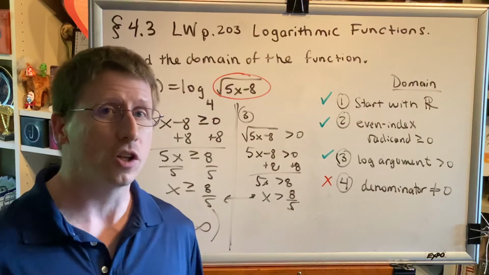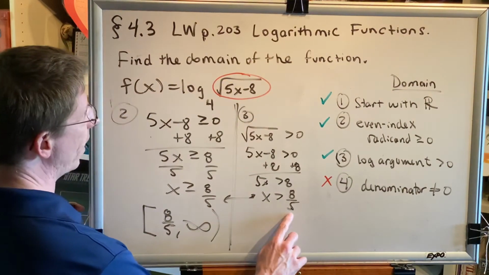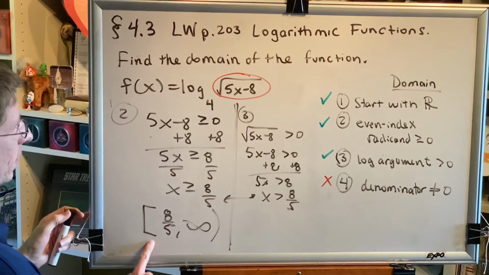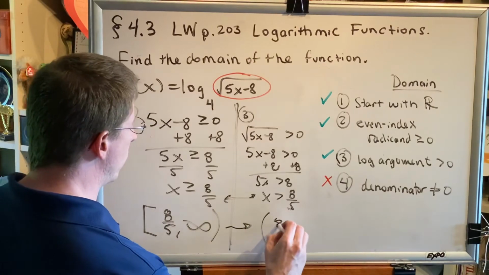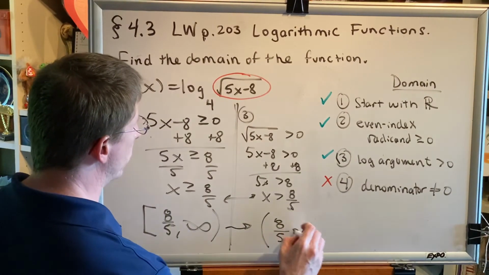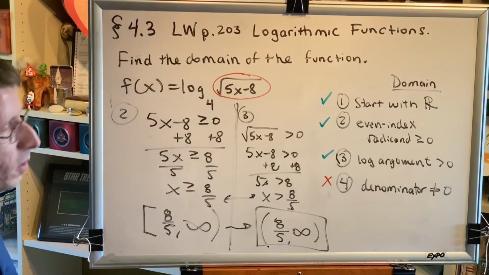Since both conditions must be true, what that means is I'm only allowed to use values of x that are more than 8/5, which means I'm not allowed to keep this bracket. So now my new answer turns into parenthesis 8/5, comma, infinity. This is my final answer for the domain of this particular function.